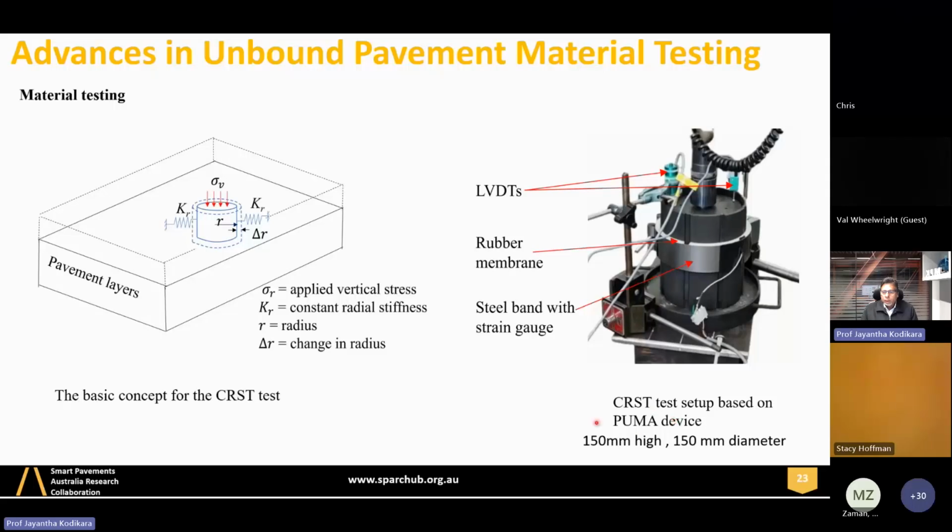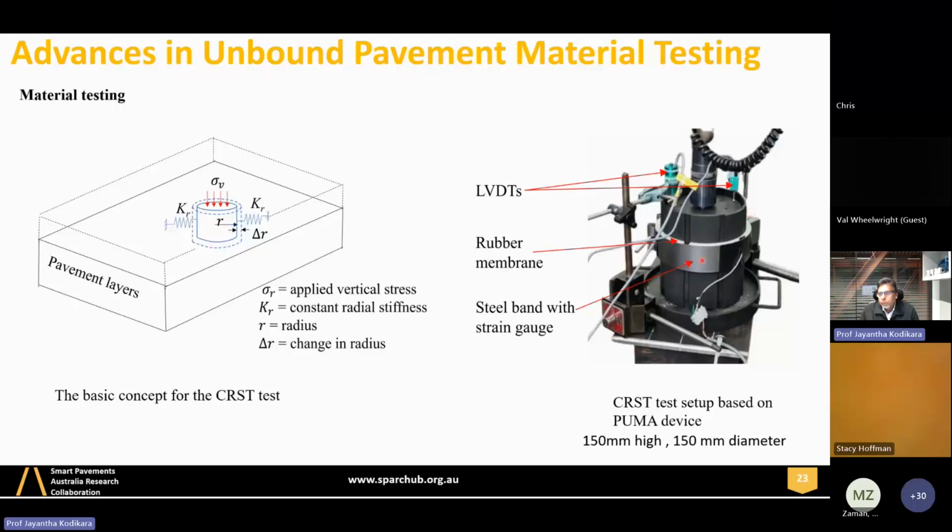So it's based on a commercially available Puma device, and it's a 150 millimeter high, 150 millimeter diameter mold, but the mold is split into pieces. You have to assemble it into a cylindrical mold, and then you can have a band around it. During compaction, we can have this band totally rigid. That means the rigid mold. Then you can compact the soil to the required initial density and moisture content. But during testing, we relax this mold with a certain stiffness. There's a rubber band here, which provides a relative stiffness for lateral expansion.